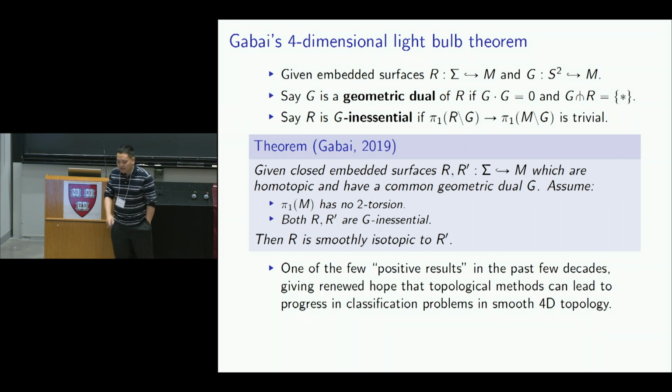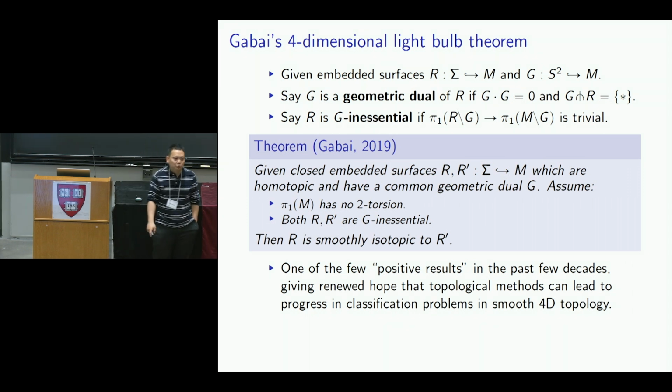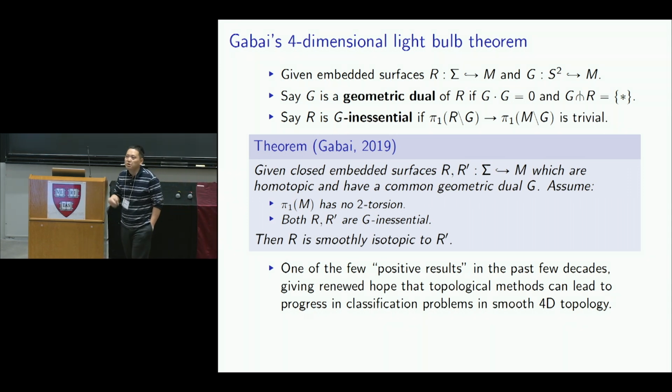So why is this a very important result? Because this is one of the few positive results in smooth four-dimensional topology. So what do we mean by positive results?